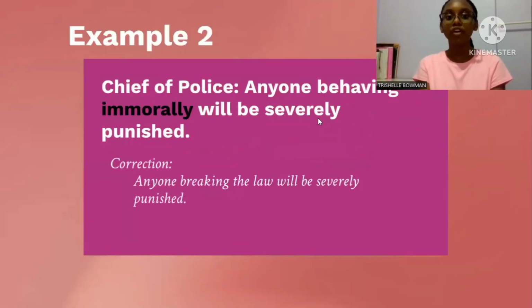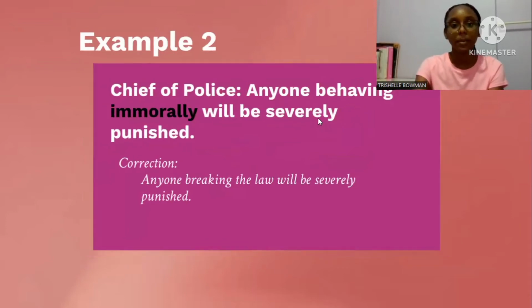Example 2. Chief of police. Anyone behaving immorally will be severely punished. In this example, the word immorally is being used vaguely because immoral behavior may mean anything under the sun. It may mean anything to anyone. Immoral behavior does not have an exact meaning in this example. So the correction for that will be: anyone breaking the law will be severely punished.